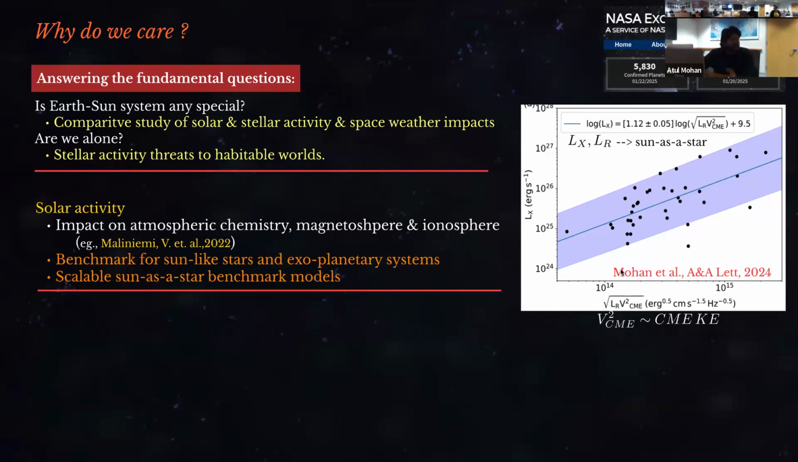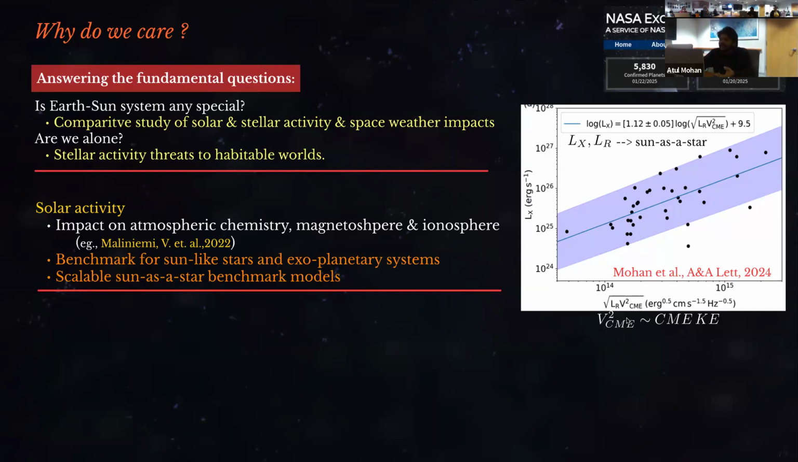For example, this is a work which we recently did, where we looked at all the CMEs in the sun, and we looked at the radio emission, which is basically from so-called type 2 radio emission, which is closely associated with CME shocks. And that creates a unique spectral signature in the radio band. And we used all those observations, and we looked at the radio flux, which is LR, the sun as a star radio flux. And this is LX, which is the sun as a star X-ray flux during the same event.